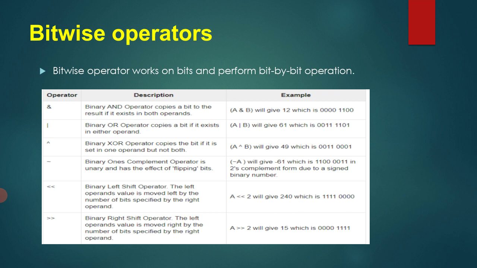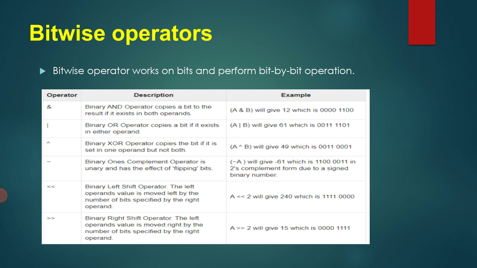Now let's study the remaining bitwise operators. We have completed the first bitwise AND operator, A and B. Next is the bitwise OR operator. This single pipeline symbol is used to denote the bitwise OR operator. Now what is the OR operator? The OR operator generates a true output if one of the operands is true. So it will generate the output true if one of the operands is true, that is the bitwise OR operator.